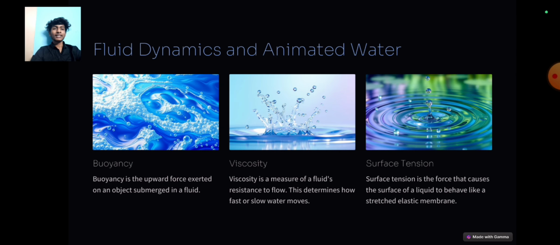Fluid dynamics and animated water. Buoyancy. Buoyancy is the upward force exerted on an object submerged in a fluid. Viscosity. Viscosity is a measure of a fluid's resistance to flow. This determines how fast or slow water moves. Surface tension. Surface tension is the force that causes the surface of a liquid to behave like a stretched elastic membrane.